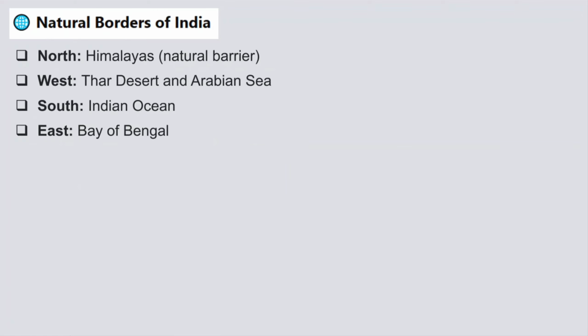So, natural borders of India. What are the natural borders of India? In the northern side you can see the Himalayas, like in the map we have seen just now, isn't it? We have the Himalayas in the northern side, that is the natural barrier.